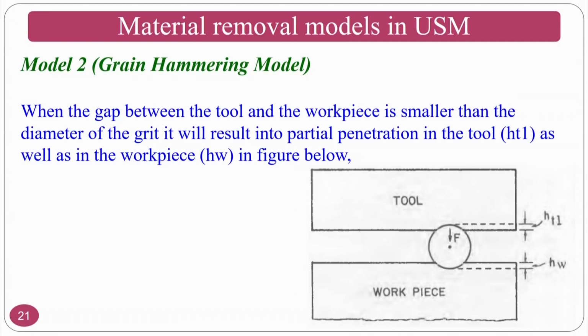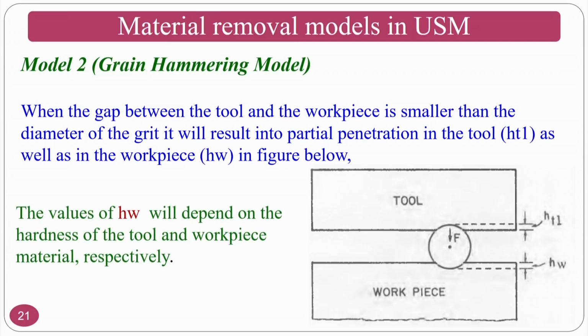But being a brittle material, the abrasive particle will not compress. What it will do? It will indent into the tool material as well as into the workpiece material. That is called hammering. Continuous hammering is taking place because of the vibration effect of the tool. The value HW will depend on the hardness of the tool and the workpiece material respectively. So, HT1 is into the tool, HW is into the workpiece.